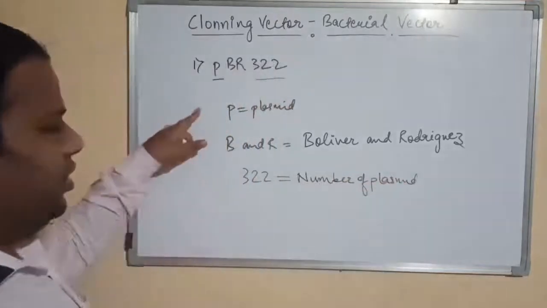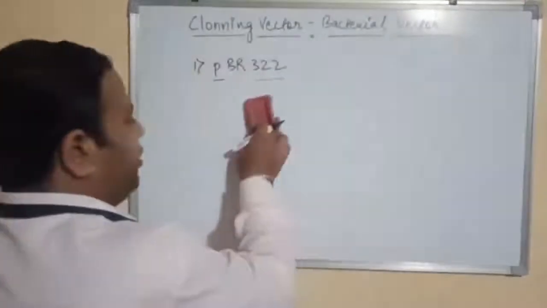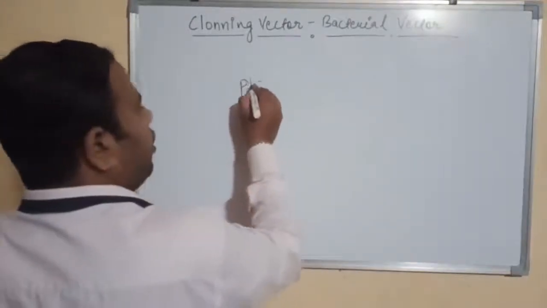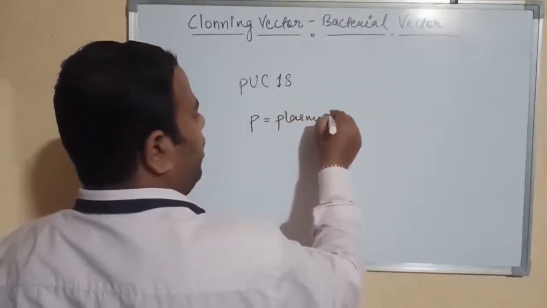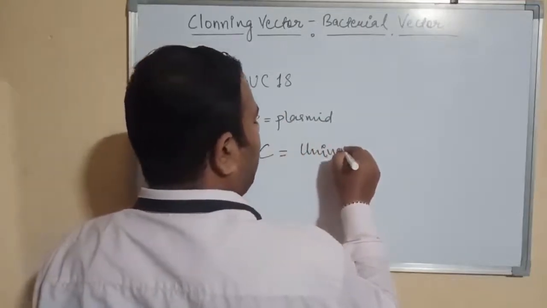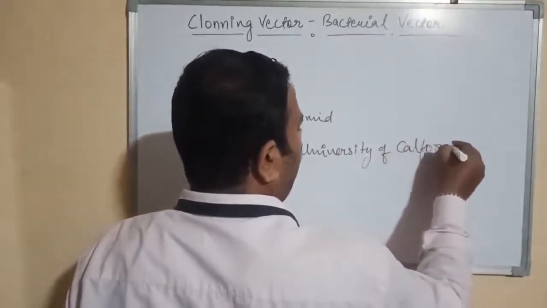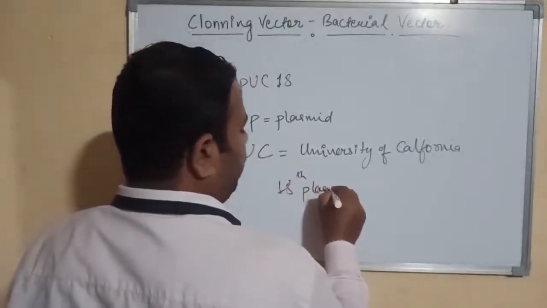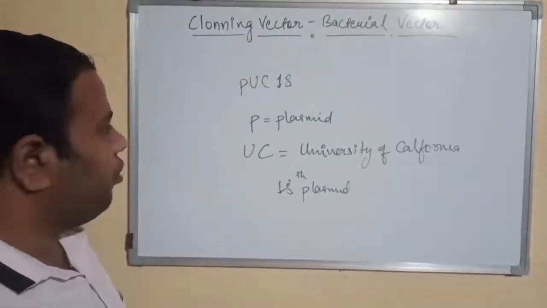Similarly, this naming is done like this. Similarly, for the next plasmid that we are going to see, that is the pUC18 plasmid, this is the plasmid discovered by UC, that is University of California, and it's the 18th plasmid of the family. So these are the various ways of naming the plasmid, and this is standard for different plasmids.